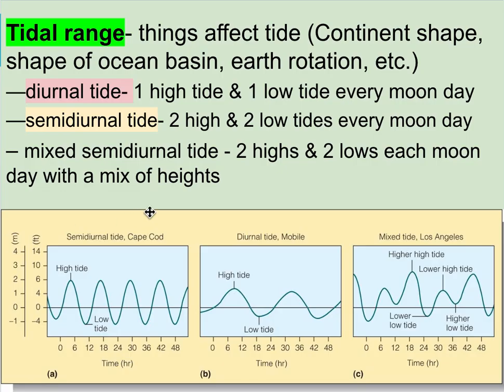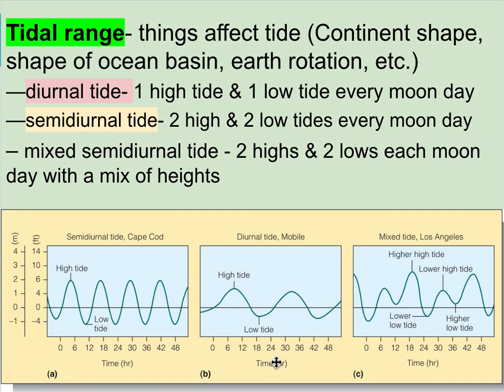Other things that affect the tides can be the continent shape or the shape of the ocean floor or the rotating earth. So you would think that everywhere has the same tides as you, but that's not really the case. A diurnal tide is a place that has one high tide and one low tide, and every day the high tide water line is about the same, and the low water tide line is about the same, and it's pretty predictable, and everybody's fine. That's in places like Mobile, Alabama. They have a diurnal tide.